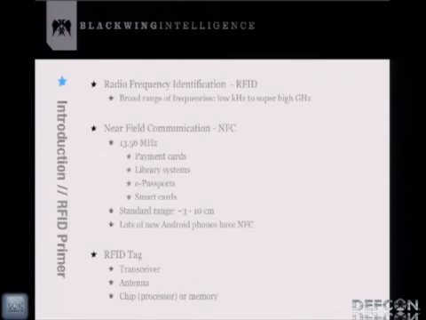Just a little primer information before we get started. RFID operates in a broad range of frequencies, from the low kilohertz range all the way to the high gigahertz range. NFC in particular runs in the 13.56 megahertz range. The applications you typically find in this spectrum are payment cards, library systems, e-passports, smart cards, things like that. The standard read distance range is about 3 to 10 centimeters. Of course, there's been research where people have been able to increase the range.